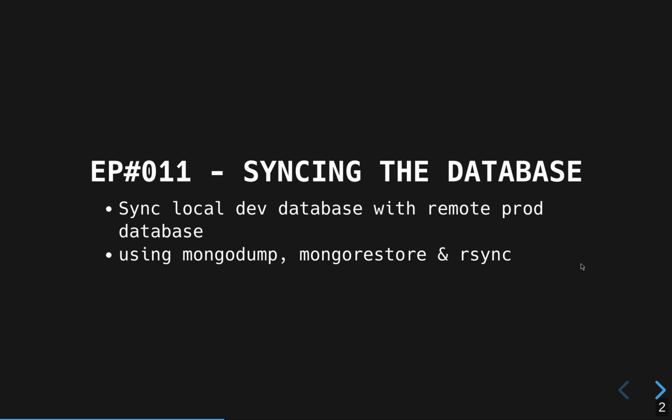We will be using mongoDump, mongoRestore, and rsync. mongoDump and mongoRestore are basic Mongo utilities on the command line, and rsync is our best friend when we want to copy data around from one machine to another machine or from one directory to another.